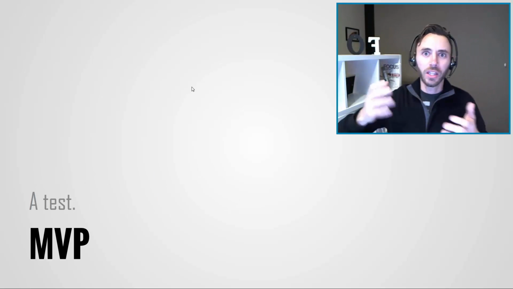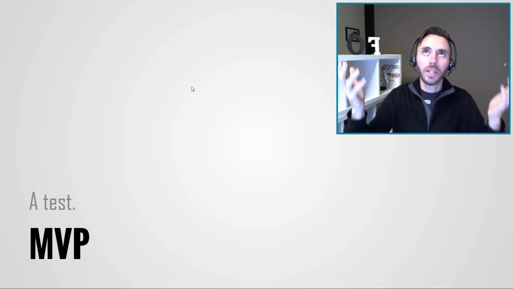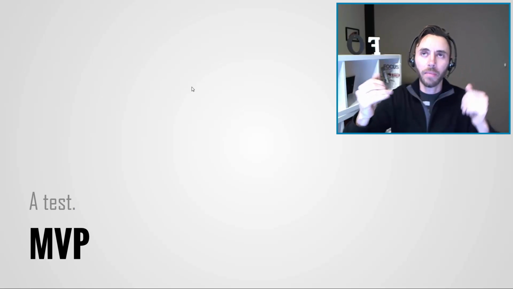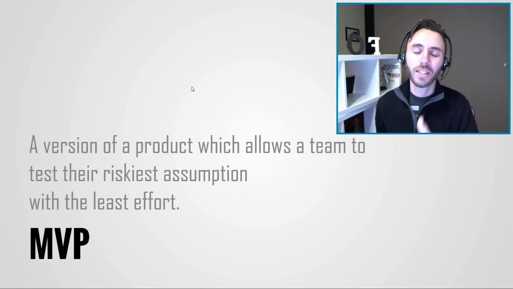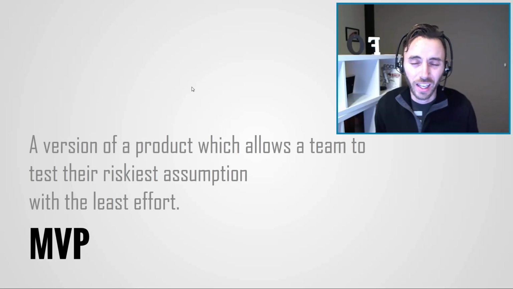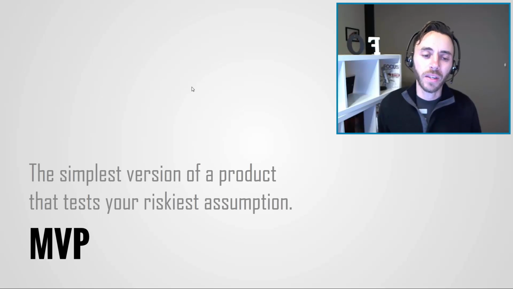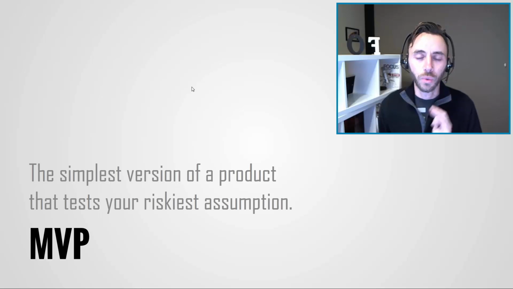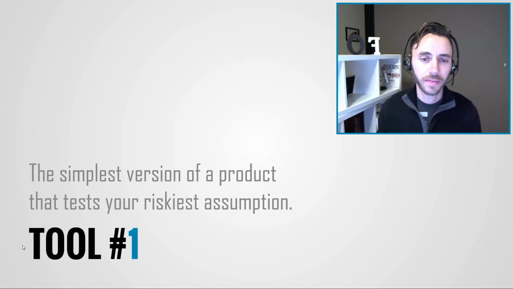So if you think about it, for every risky assumption I'm going to have a different MVP. All of a sudden, an MVP looks a lot like a test. Because you're going to have a risky assumption, and I've got to find a way to test it. So that will be one MVP, and then my next test will be another MVP and another MVP. So an MVP is simply a test. We can simplify this even more. It's a certain type of test, but it's just a test. We can simplify it to say an MVP is the simplest version of a product that tests your riskiest assumption.